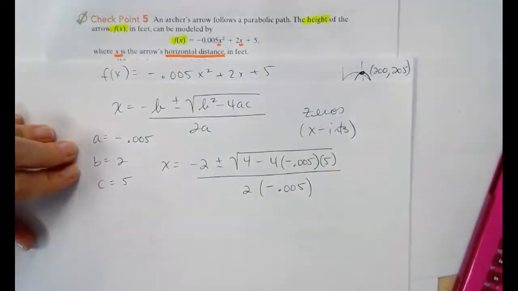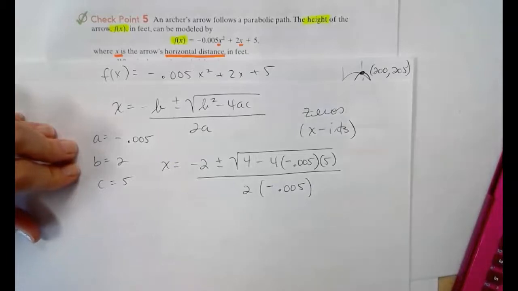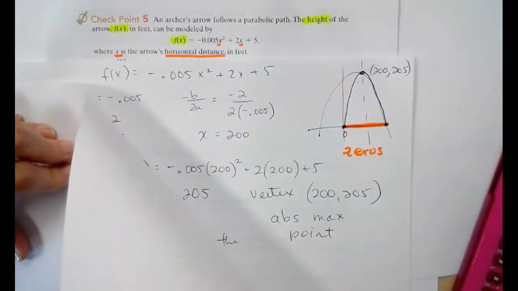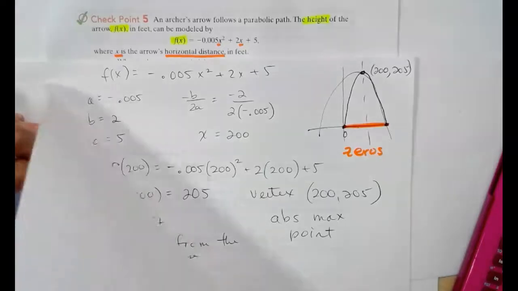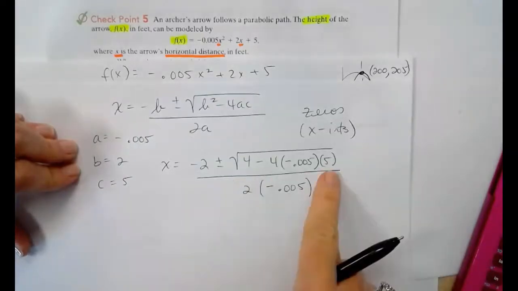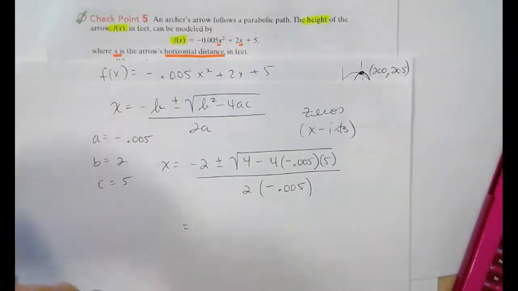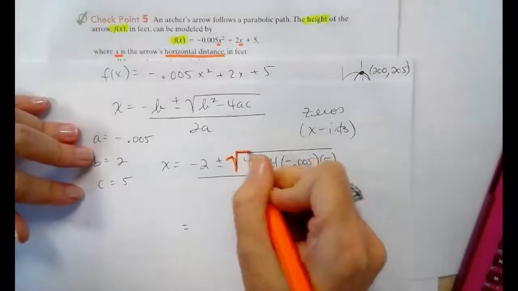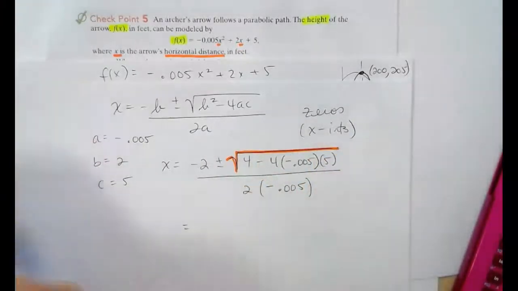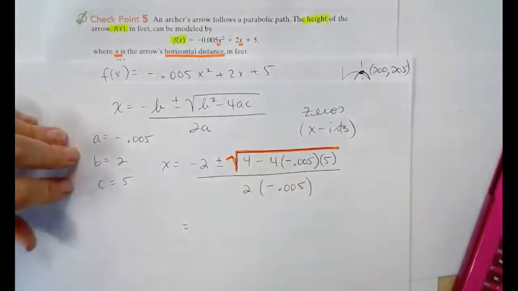This is going to yield 2 real roots because we're looking at this parabola and we're talking about an archer's arrow. These are real numbers. So what do we have? Follow order of operations. Order of operations says do what's inside the grouping symbols first. So that's why we go to the radical first.